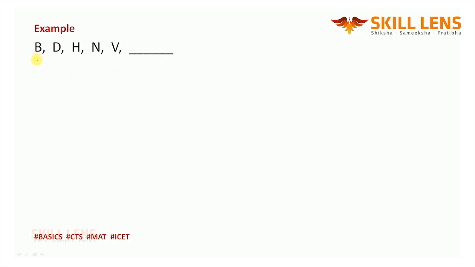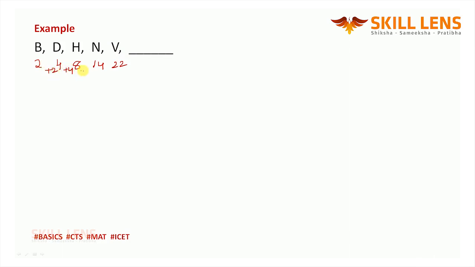B place value is what here? 2. D place value is what? 4. H place value is what? 8. N place value is what? 14. V place value is what? 22. See, if you know the place positions, the job is easy. So look at the difference here. Plus 2 is the difference.